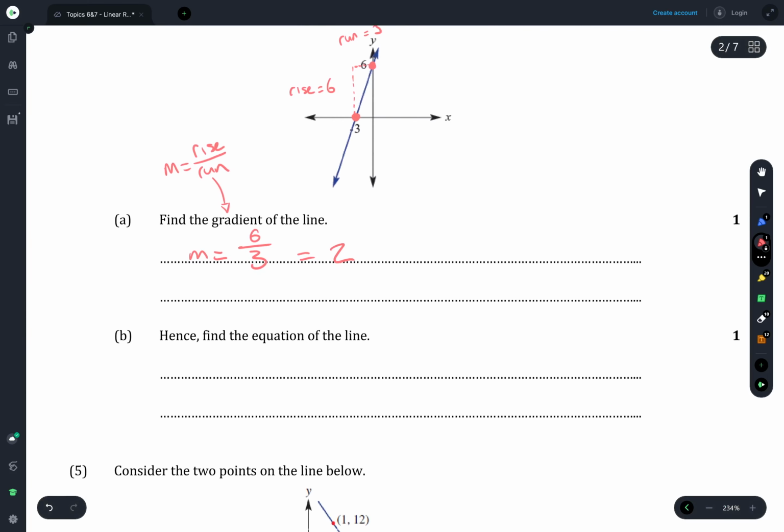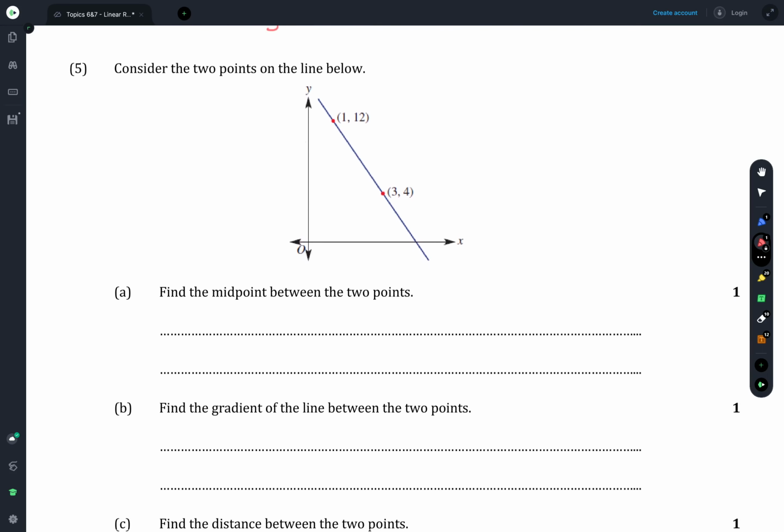Well, the equation, remember, like we talked about a second ago, is y equals mx plus b, where m is the gradient and b is the y-intercept. So right off the bat, we can say that y equals 2x, because we just found that the gradient is 2. And so all we need now is our y-intercept. And just by looking at the graph, we can see that the y-intercept is at 6. So we're just going to say it's y equals 2x plus 6. And there's your answer.